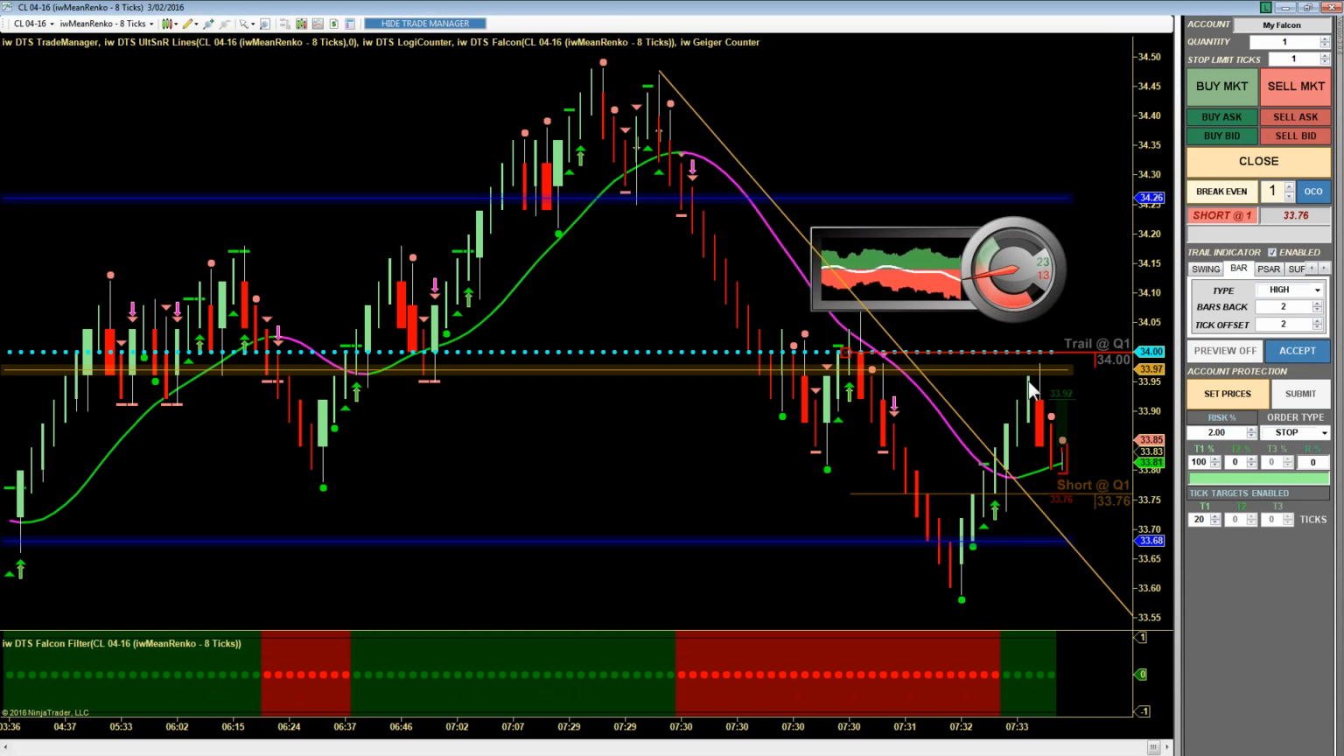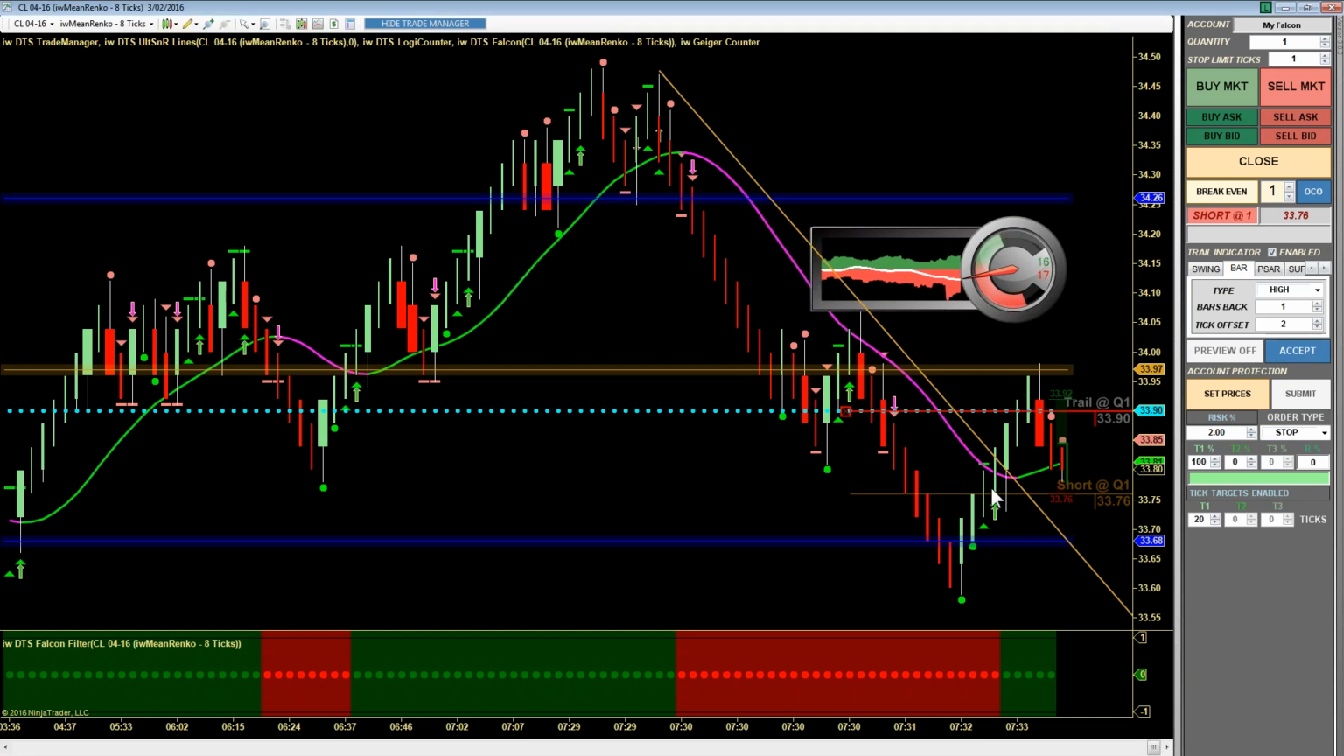Okay, so we're going to be 2 bars back, 2 ticks off. And I could be more aggressive. I could even just go 1 bar back. As we get closer to this primary support, actually, I'm going to be a chicken. There we go. 1 bar. That's all you get.